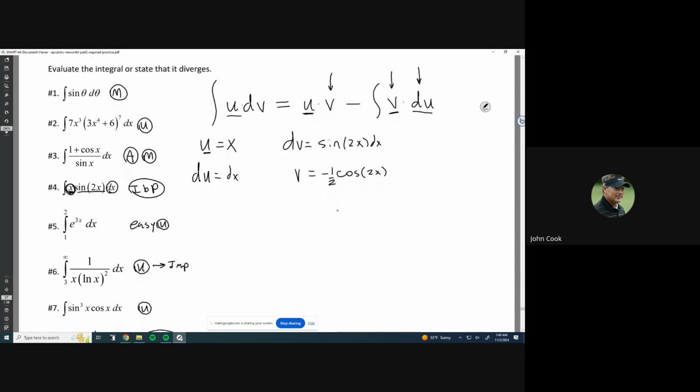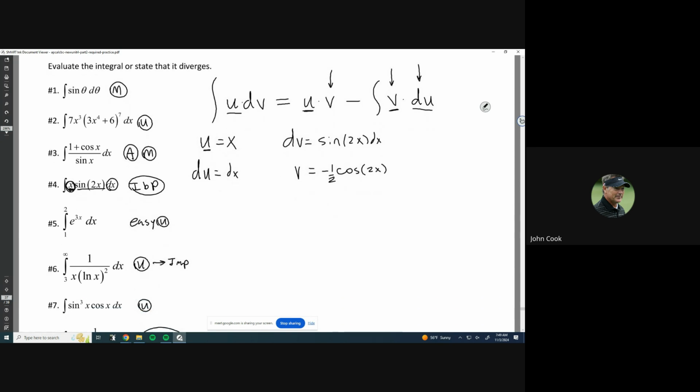Okay, so now I'm going to put together this integration by parts pattern. So this is where I started off, x times the sine of 2x dx. And then I just fill it out. So u times v, and then v du.